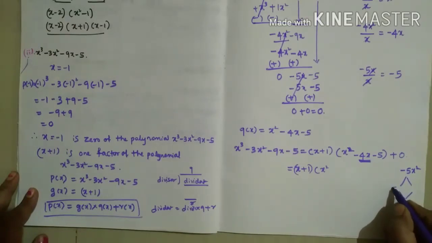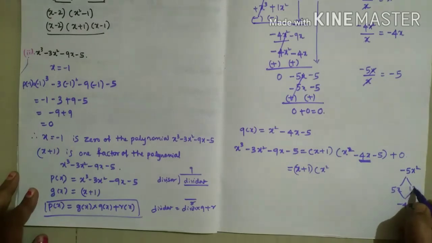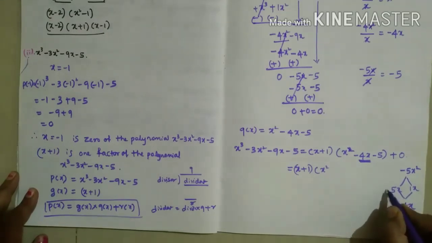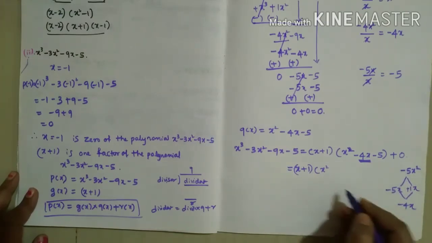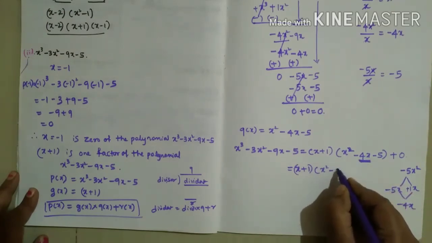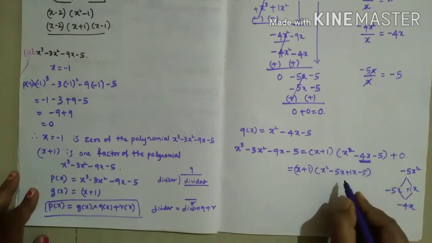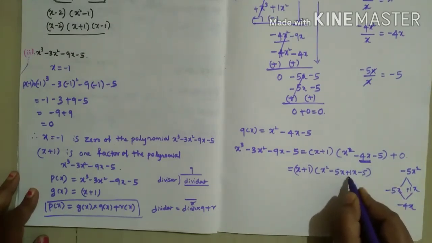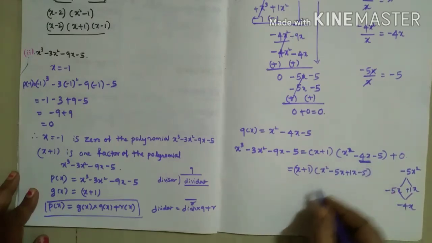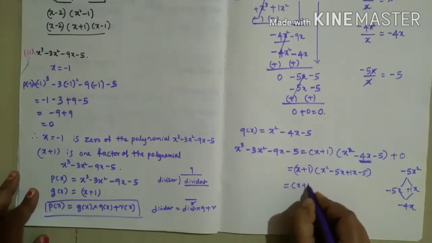5 and 1 I can take. 5x and 1x. This one I will take minus, this one I will take plus, because minus 5x plus 1x is minus 4x, and minus into plus is minus, 5 into 1 is 5, x into x is x square. We got it. So in place of minus 4x I will write minus 5x plus 1x minus 5. I split minus 4x as minus 5x plus 1x. If you add these two, again we get minus 4x there. So x plus 1 as it is, you write.